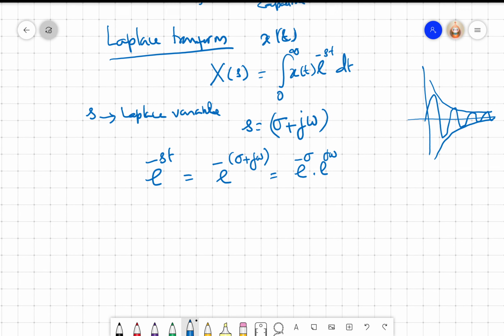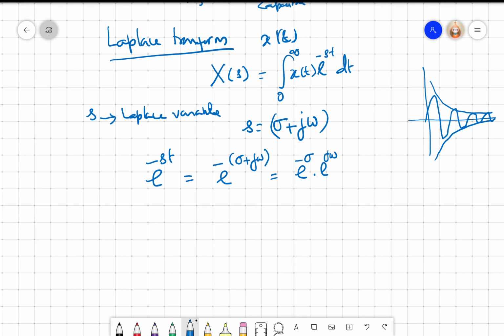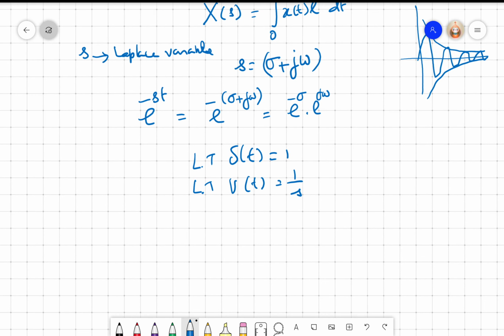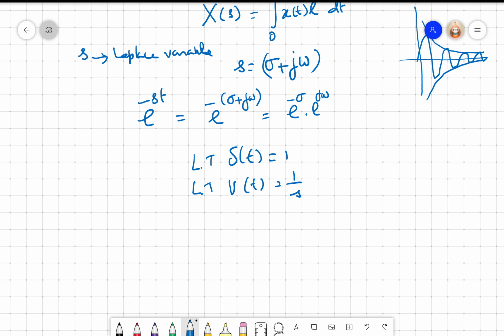We already know that the Laplace transform of delta of t equals 1. The Fourier transform of delta of t is also 1. And the way that we look at it is, you can go through it. The Laplace transform of u of t is 1 by s, and so on.